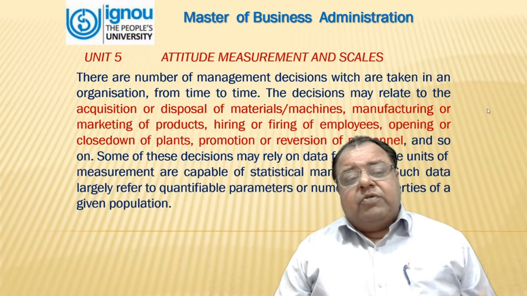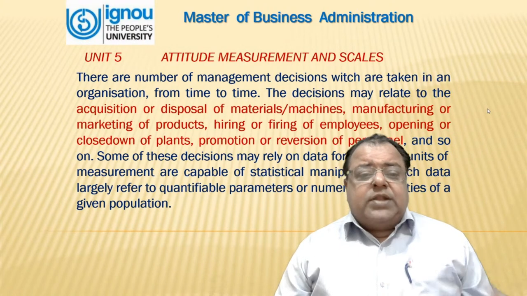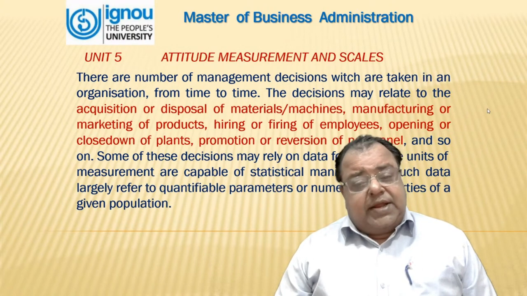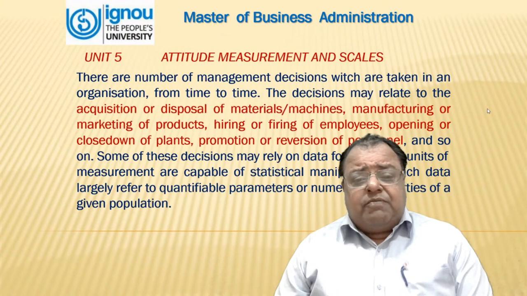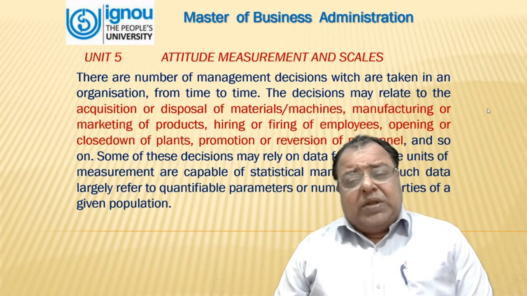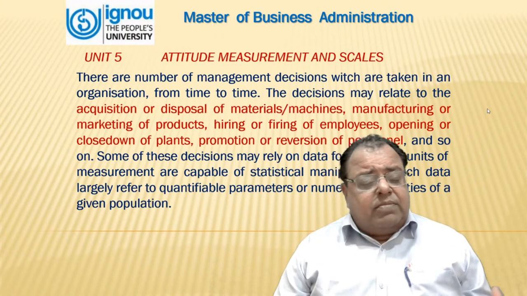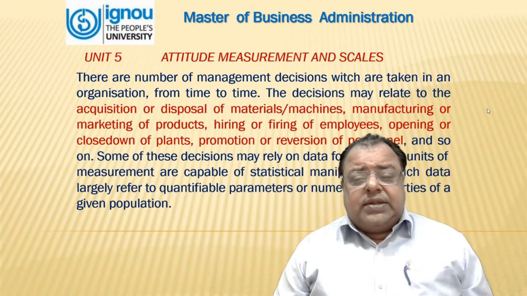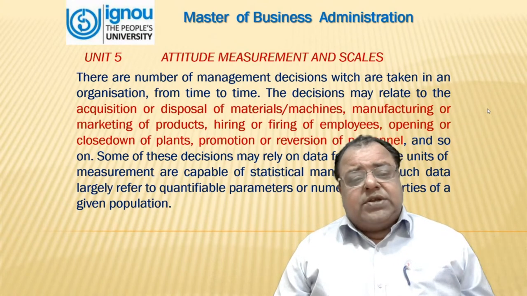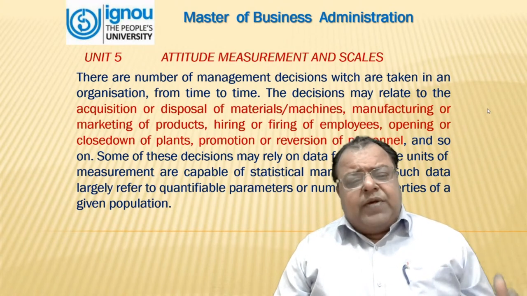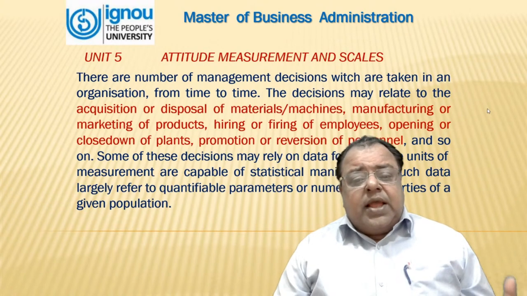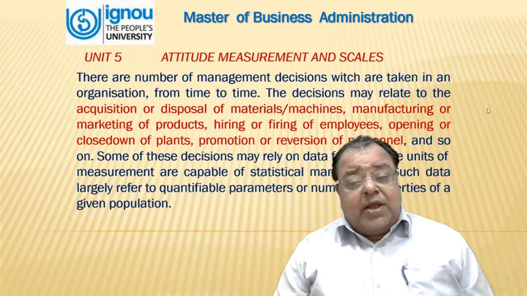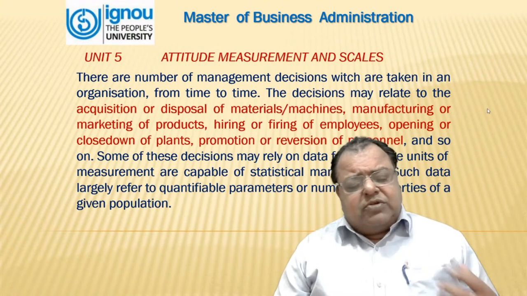Now, we move to Unit 5, which pertains to attitude measurement and scaling. There are a number of management decisions which are taken in an organization from time to time. The decisions may relate to the acquisition or disposal of materials, machines, manufacturing or marketing of products, hiring or firing of employees, opening or closing down of plants, promotion or revision of personnel, and so on.